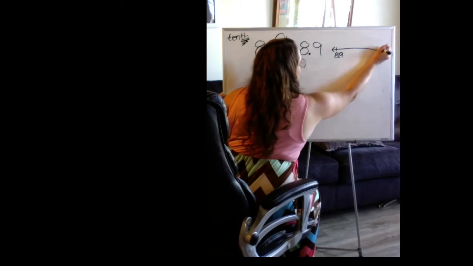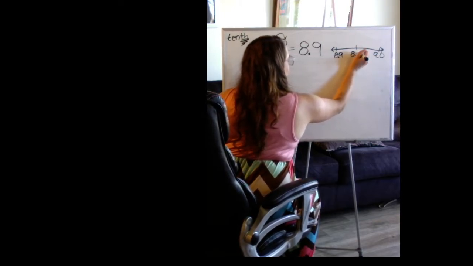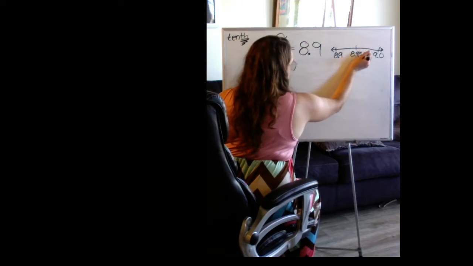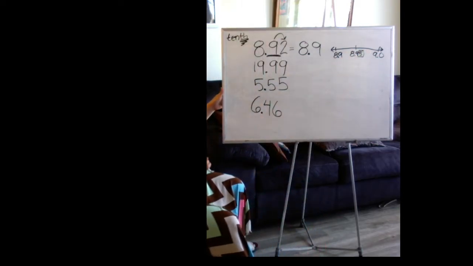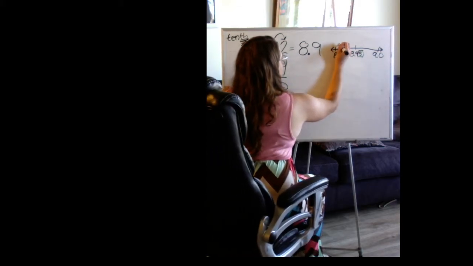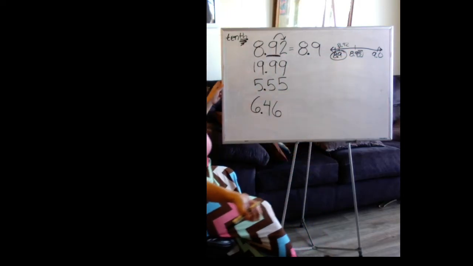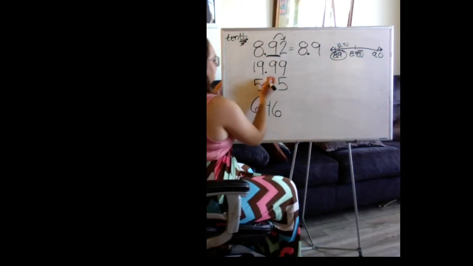Do your best. My low end is 8.9. My high end is 9.0, because if that 9 gets pushed up 1, that 1's place is going to change. My midpoint is 8 and 95/100. Notice the 5, that part doesn't change. I plug in my original number, which is 8.92, which is closer to 8.9. My answers are the same.